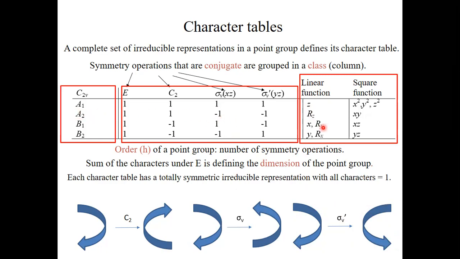Okay, we could do the same with rotation around Y and X, and we would find that rotation around Y is associated with a B1 symmetry type, and rotation around X is associated with a B2 symmetry type. Okay. So last but not least, here you see in the last column square functions, and also mathematical square functions are associated with a certain symmetry type. Okay, some orbitals are square functions.